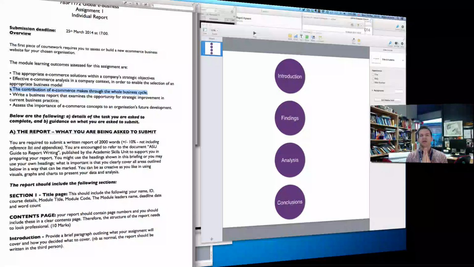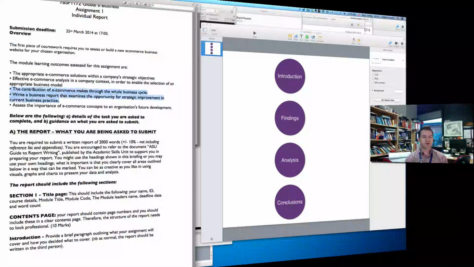The next point is the contribution that e-commerce makes through the whole business cycle. As you know, e-commerce is now seen as an opportunity to build up an extra income or to build another opportunity for businesses, and therefore it plays an important role. So in your analysis you will cover the importance e-commerce brings to the business and what it contributes to the overall profits and revenues of the business.